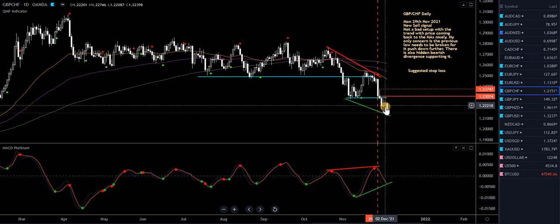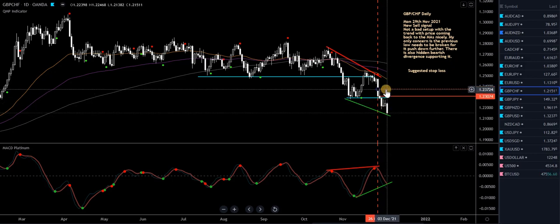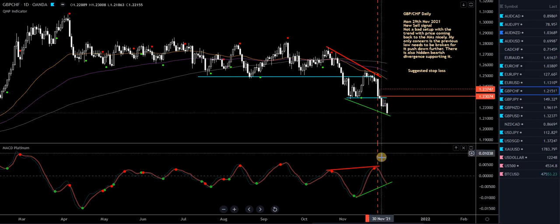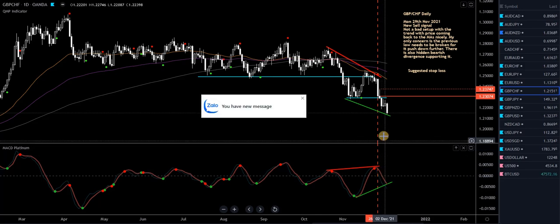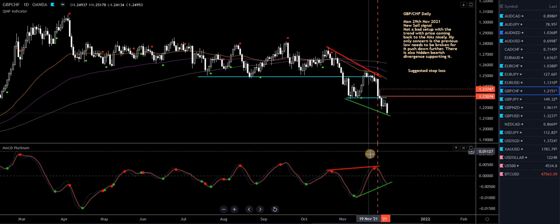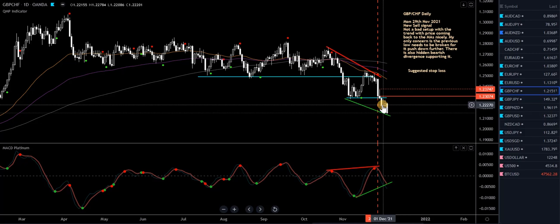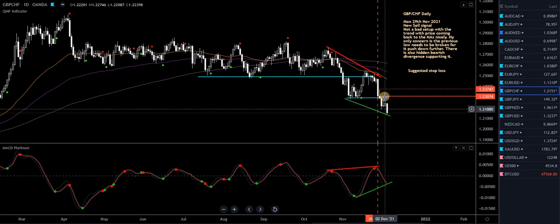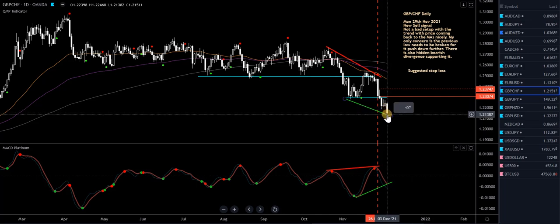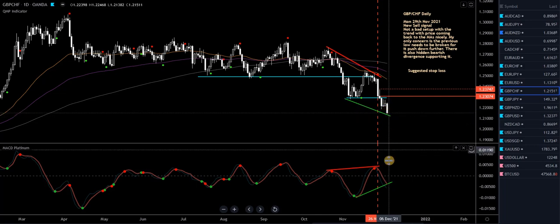Then it sort of popped up, but then Friday had a good move down. I've already closed half. The MACD Platinum is through the zero level on these two candles here. So I'm closing half, bringing the stop in. Can't lose position. Friday was kind. It dropped down nicely.